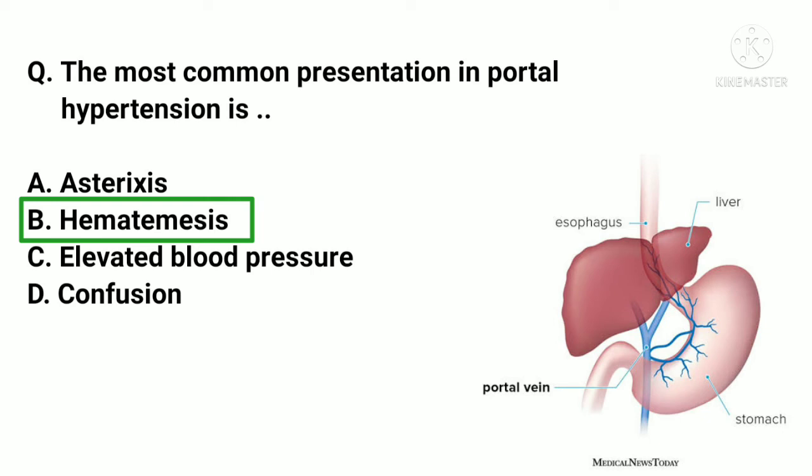Portal hypertension is an increase in blood pressure within the portal venous system. Veins coming from the stomach, intestine, spleen and pancreas merge into the portal vein, which then travels through the liver. Hematemesis, hemorrhage or melena are common presentations in portal hypertension.